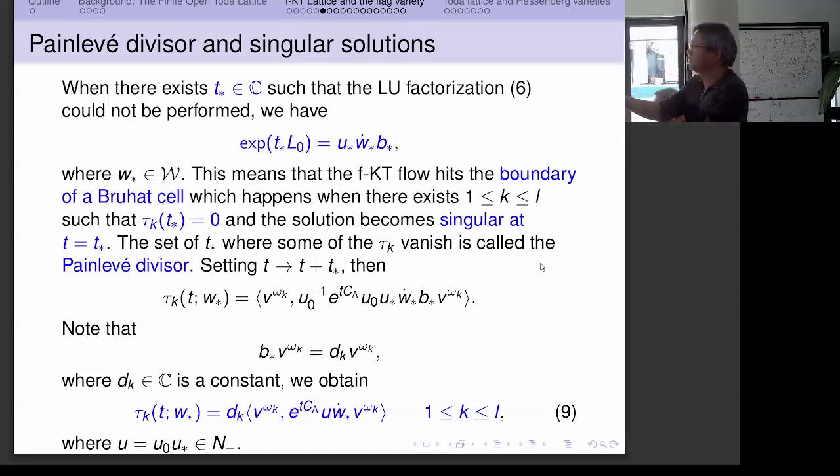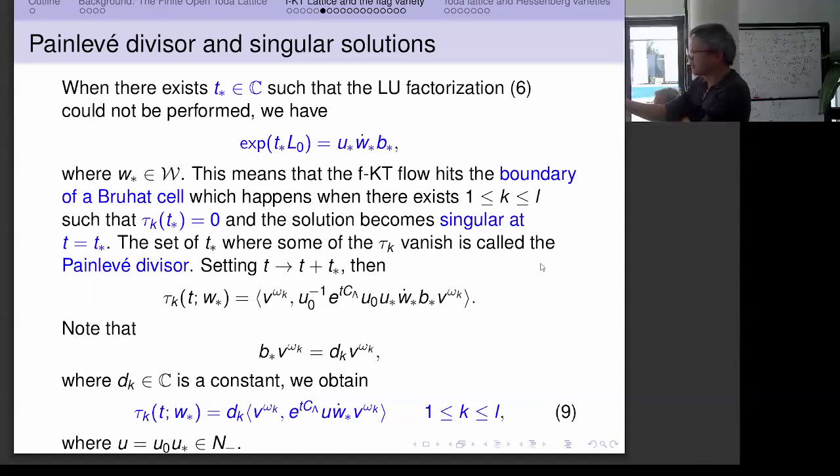And we know that for exponential of t star L naught, we can do this more general Bruhat decomposition: U star, W star, B star. And this B star acting on a highest weight vector doesn't give me anything else, it's just a constant. And U naught, U star are both lower unit matrices. Of course, I can combine them together, and U naught inverse I can just conjugate to the other side. So this is a lower unit matrix, and conjugated to the other side it becomes an upper unit matrix, which doesn't contribute anything. So what I have is something like this.